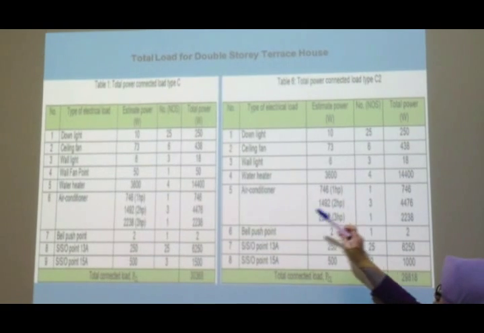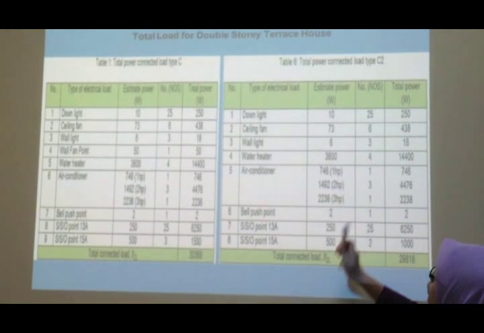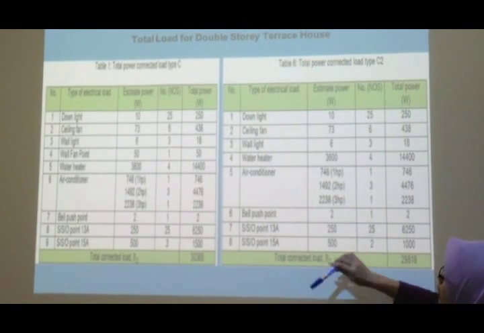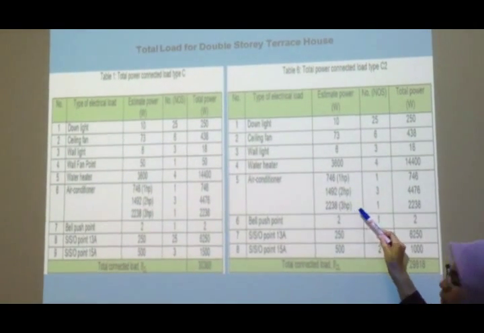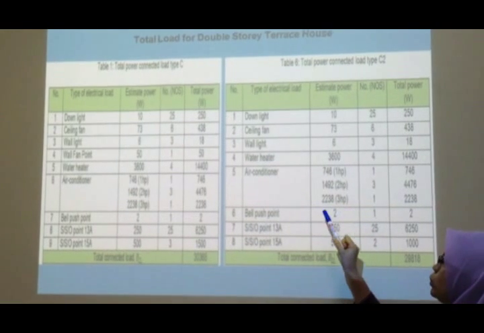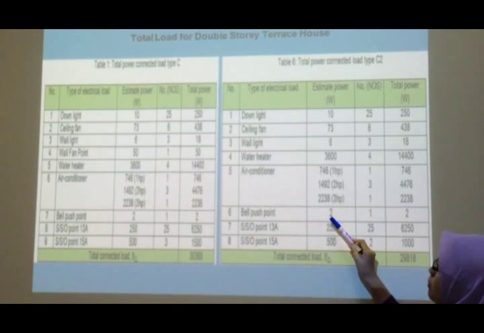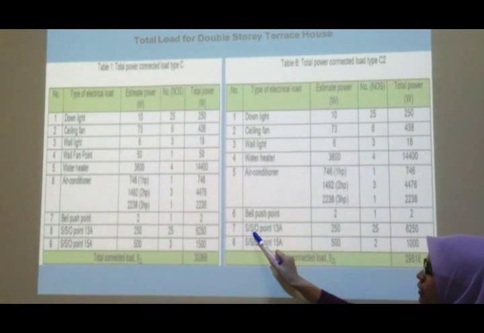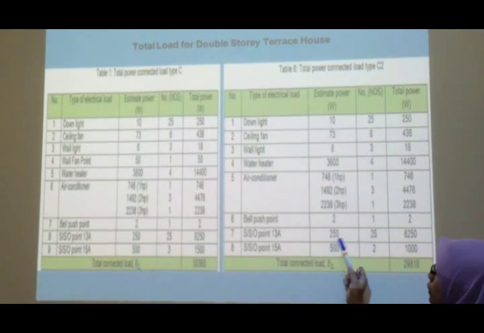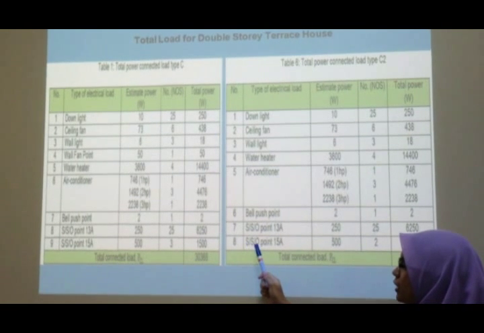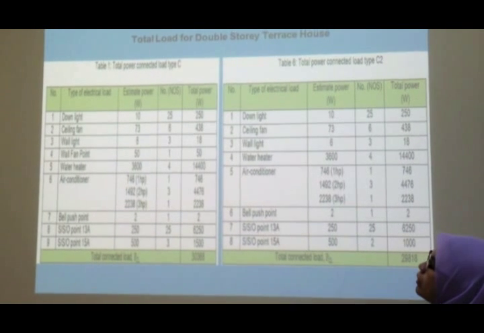For the air conditioner, for 1 horsepower, the estimated power is 746 watt. For 2 horsepower, 1492 watt. For 3 horsepower, 2238 watt. For the bell push point, 2 watt. For the SSO point, 13 ampere, 250 watt. And last, for the SSO point, 15 ampere, 500 watt.